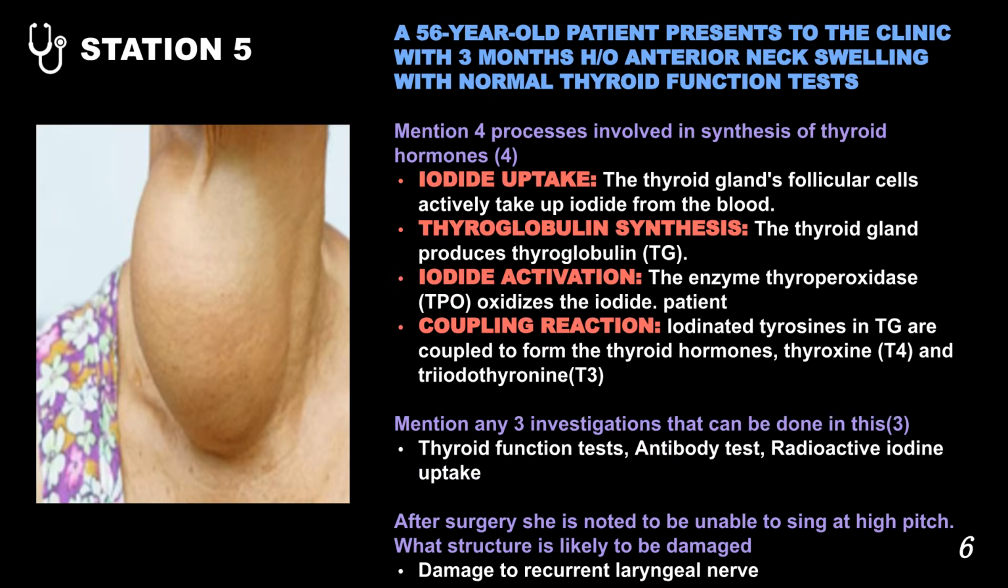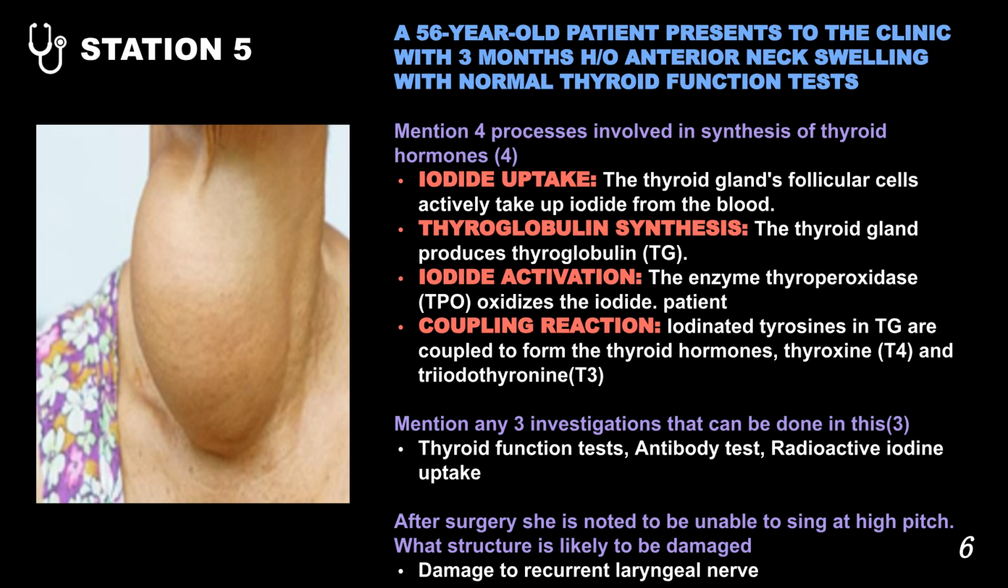Next station. A patient presents with anterior neck swelling but normal thyroid function tests. This suggests a euthyroid goiter. You should be comfortable describing thyroid hormone synthesis. First, follicular cells actively uptake iodide from the bloodstream. Next, the thyroid produces thyroglobulin. The enzyme thyroid peroxidase then oxidizes iodide, allowing iodinated tyrosines to couple and form the hormones T3 and T4.